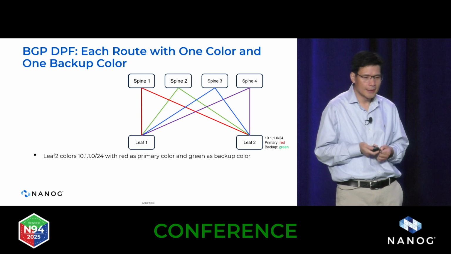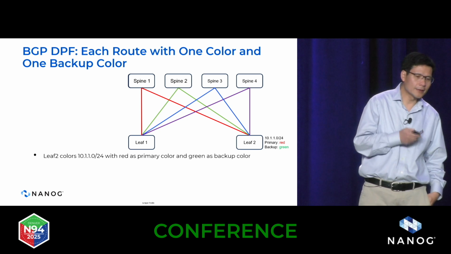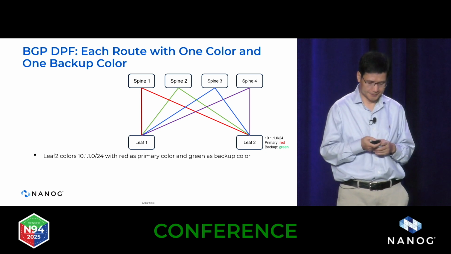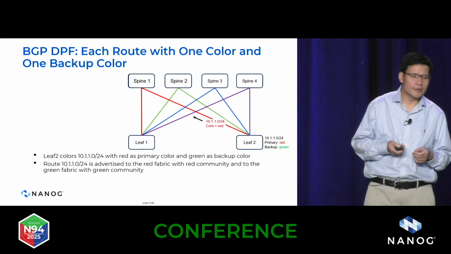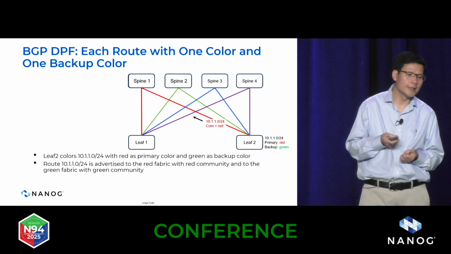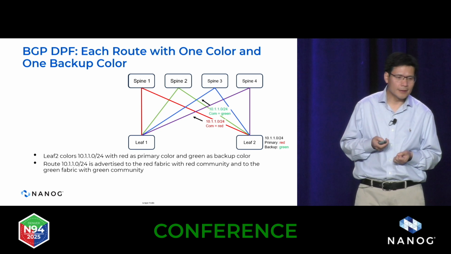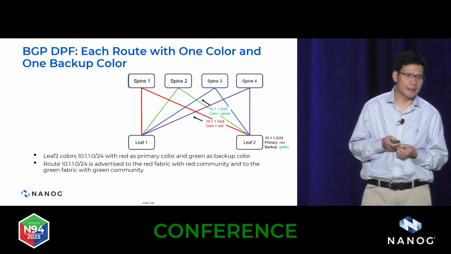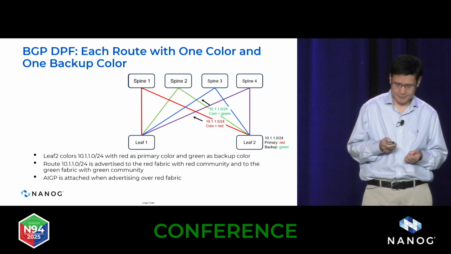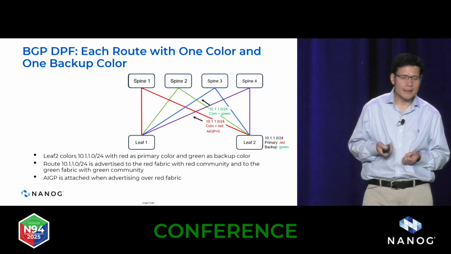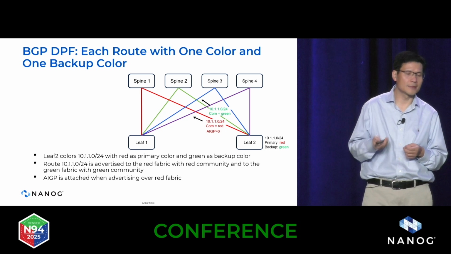So in this case, let's say NIF2 colors route 10.1.1.0/24 with the primary color of red and backup color of green. Once this route is colored this way, NIF2 will advertise the route over the red session with the red community. It will also advertise this same route over the green session with the green community. In addition, we put an AIGP of 0 on the red path so that the receiver would know that the red path should be treated as the primary.